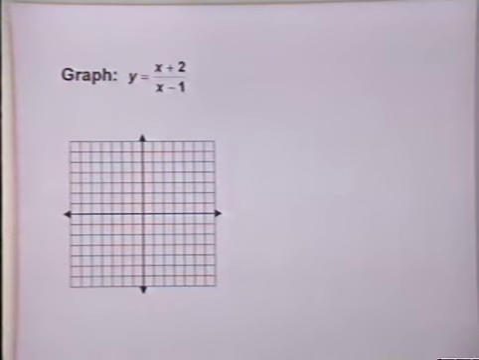So I'll remind you of those things as we go through some problems. Okay, well, let's go to our first example then, and we're going to graph the rational function y equals x plus 2 over x minus 1.